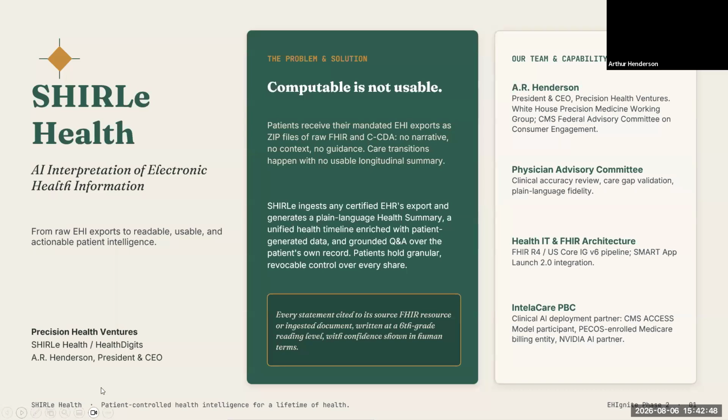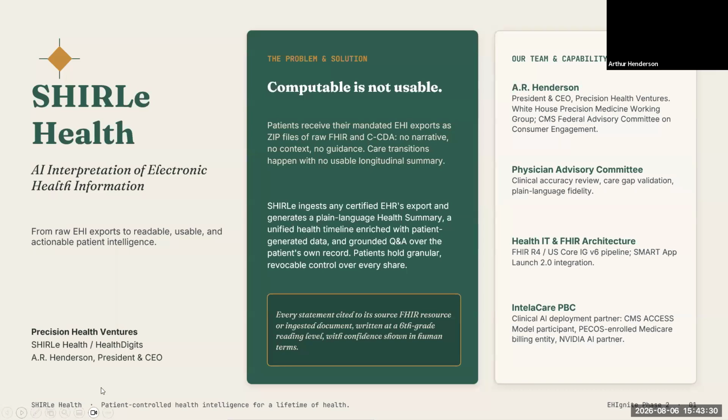We have portals, multiple logins, fragmented data, that type of thing, a concept we call death by portal. And when the record finally comes out, it's not really usable by the individual. It's computable, but not usable. I'm Arthur Henderson, Managing Director of Precision Health Ventures, and we propose Surely Health for this. Our approach is to ingest a number of different, not only EHI exports, but other things, including lifestyle and health data from the patient, and transform that into a clear, plain language, longitudinal summary in which every statement is traceable back to its source.